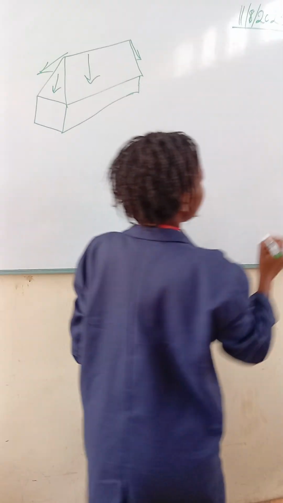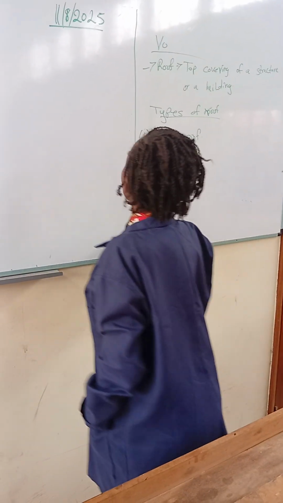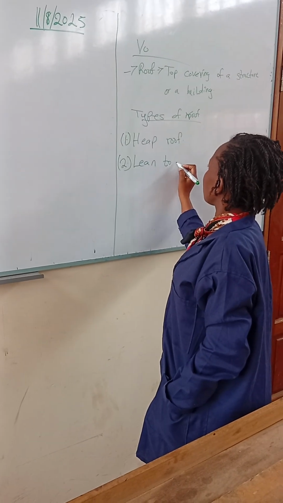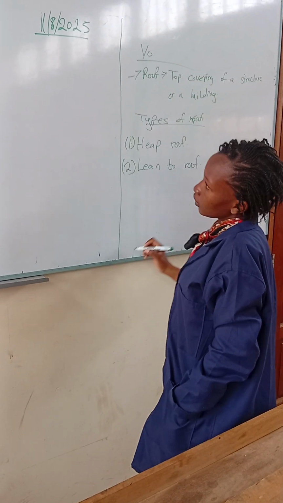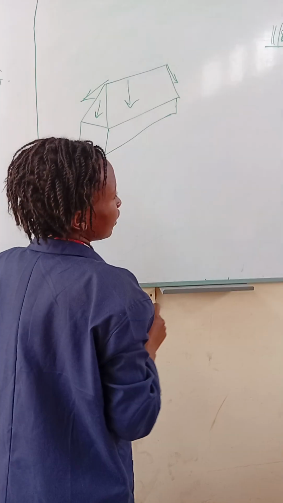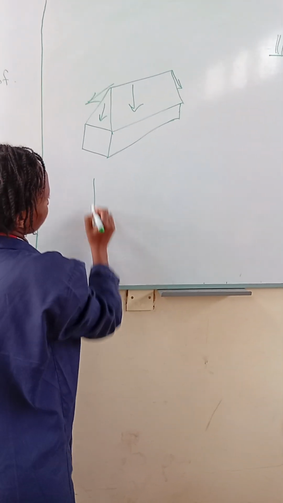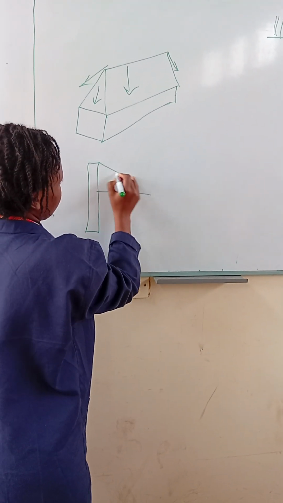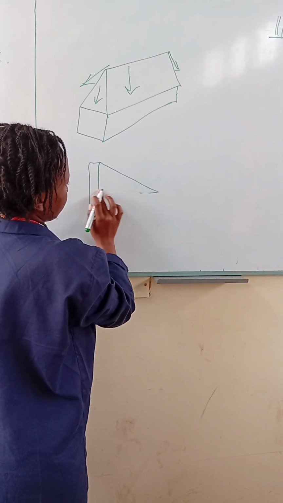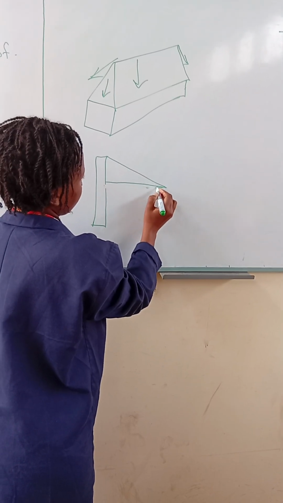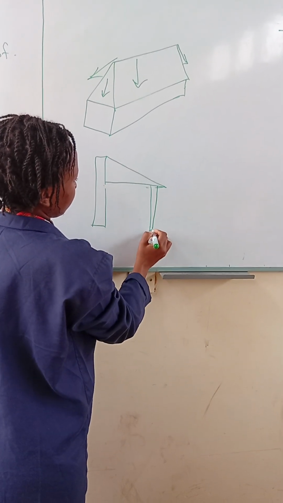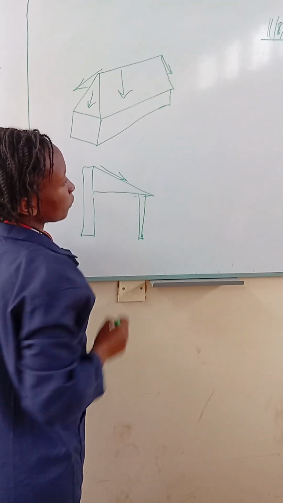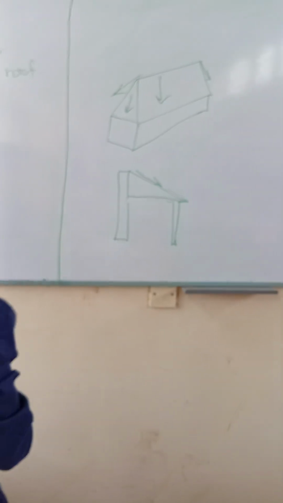Then we have number 2, the lean-to roof. It has one direction. With the lean-to roof, we have one slope. And now we go to the classification of roofs.